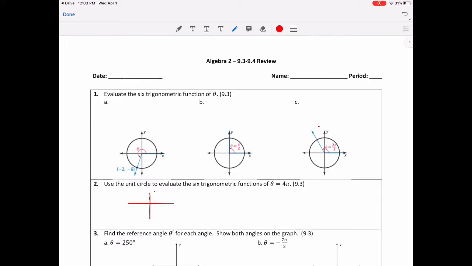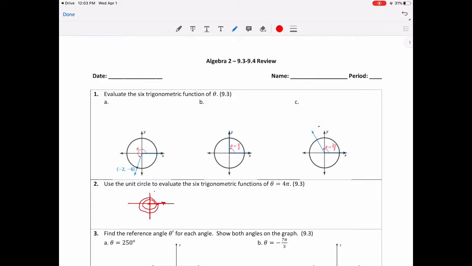Okay guys, let's look at problem 2. Let's use the unit circle to evaluate the 6 trig functions of theta equals 4 pi. Let's draw our initial side. And then remember we're moving in the positive direction there. 2 pi. Another complete revolution, 4 pi.